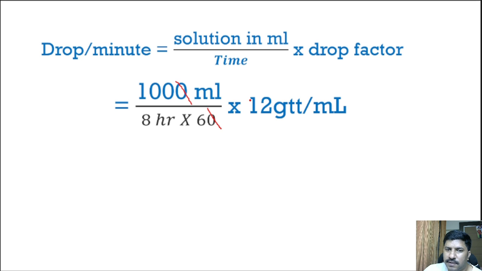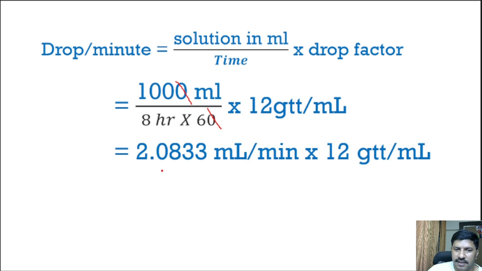Then this 12 will go to 48. 48 means that is 4. Then it will come 100 divided by 4. Answer will come 25. So I will explain that in detail.